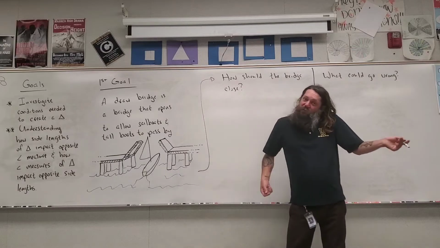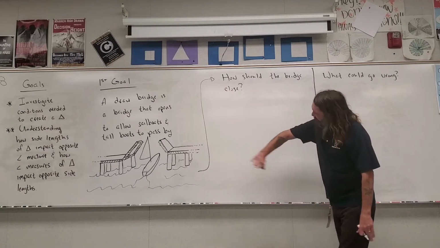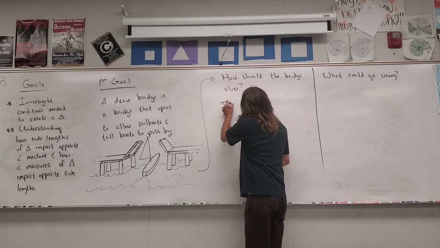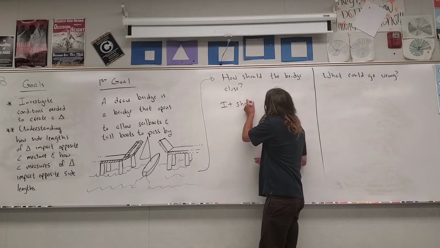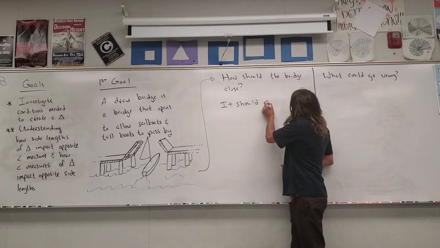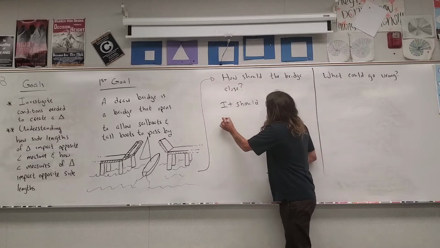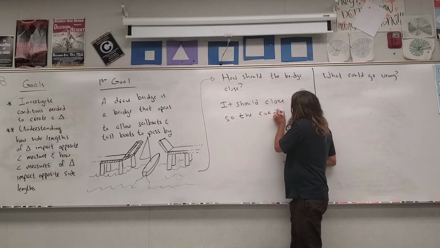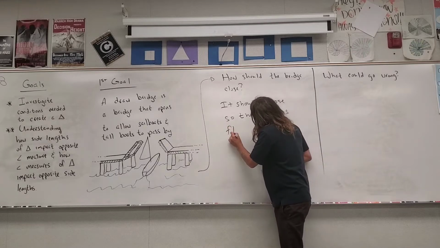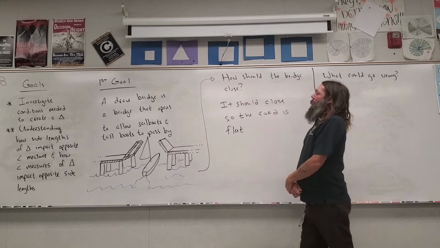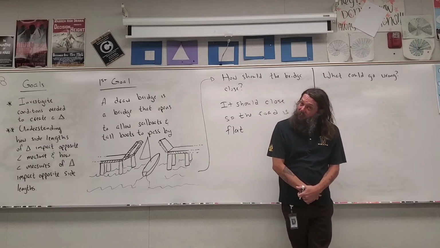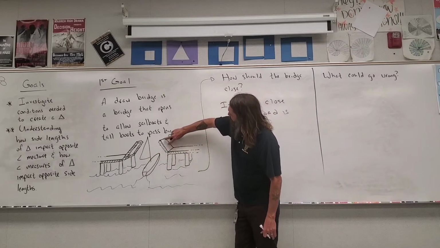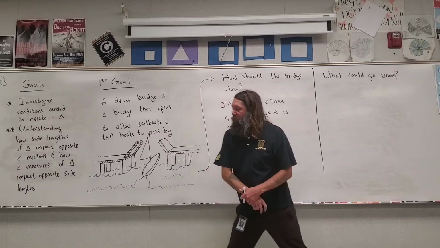I would say it should close so it's flat, right? These guys, when they fold down, should be flat. Now, what that means is that the distance from one side to the other is the same as the 2 parts of the drawbridge, right?